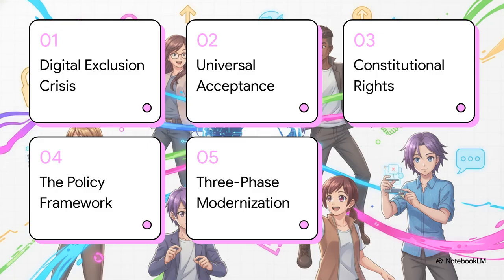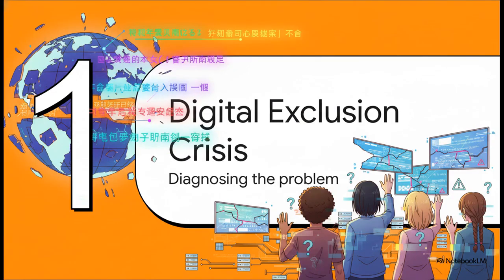So to solve this, we're going to walk through a really clear, actionable strategy today. First, the digital exclusion crisis. Second, universal acceptance explained. Third, protecting constitutional rights. Fourth, the policy framework. And finally, number 5, a 3-phase modernization plan. Let's dive right in. All right, Section 1, the digital exclusion crisis.